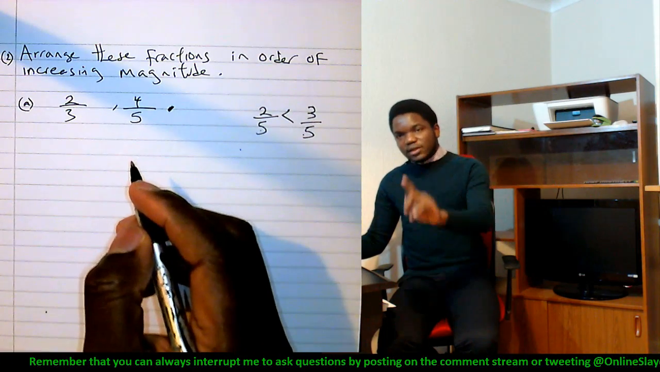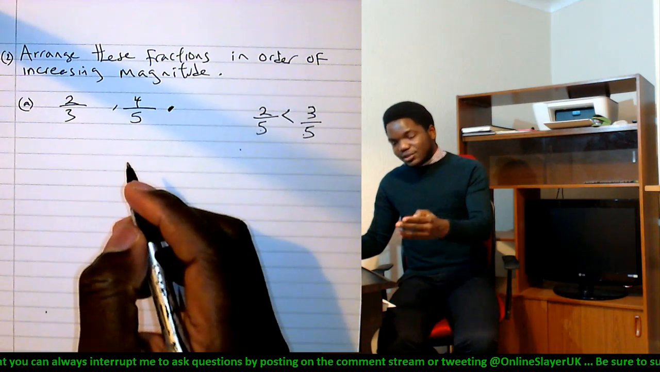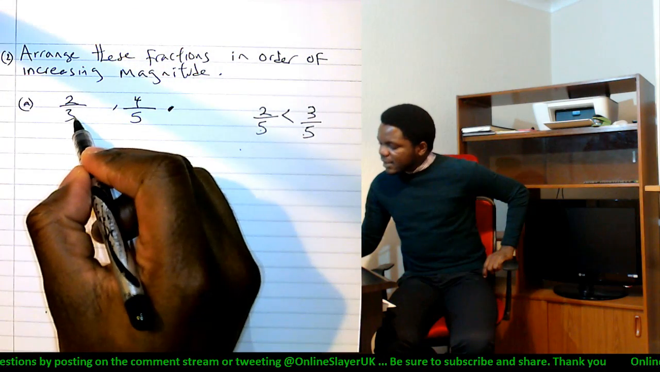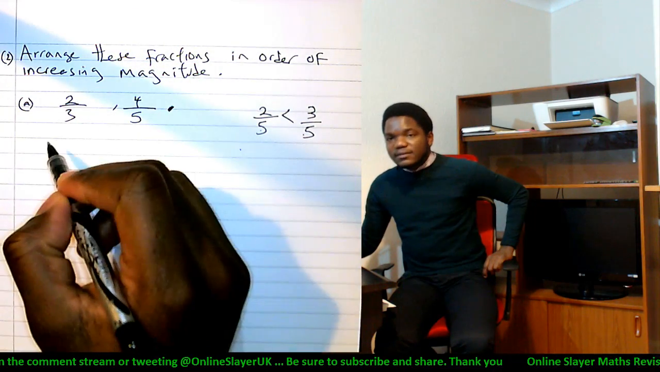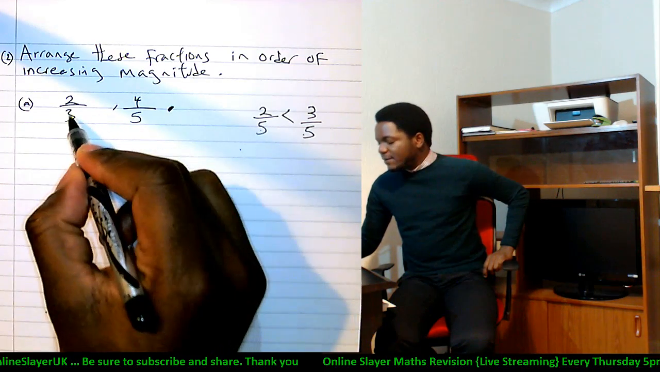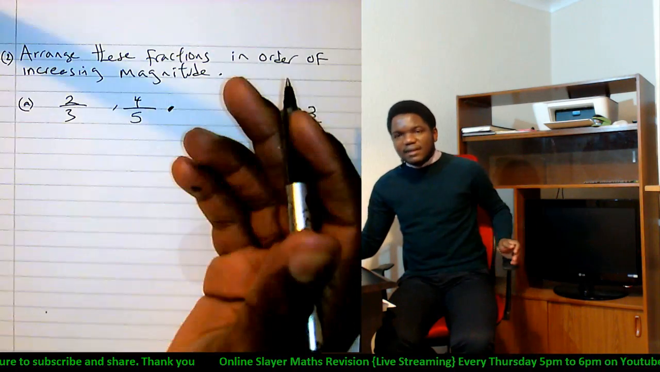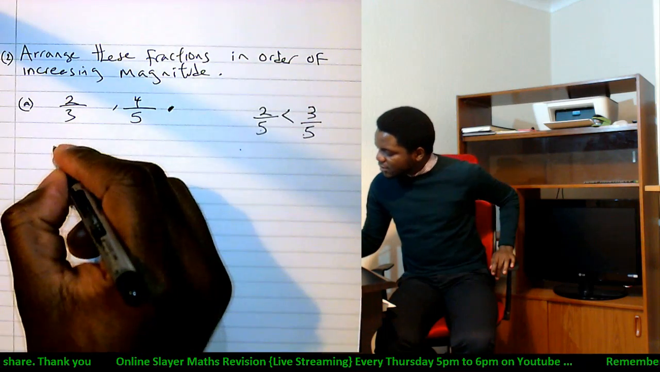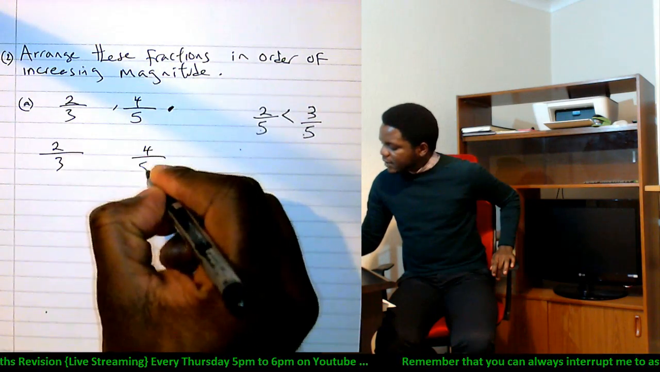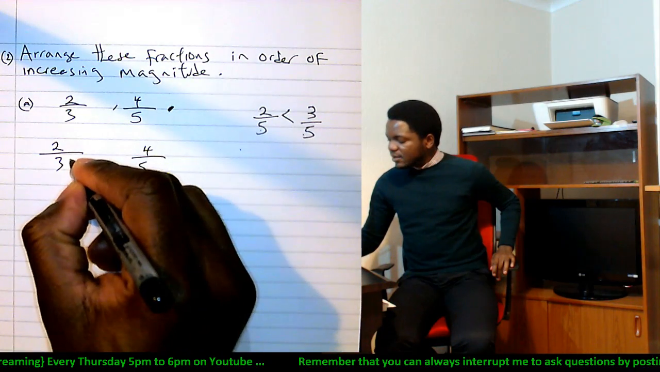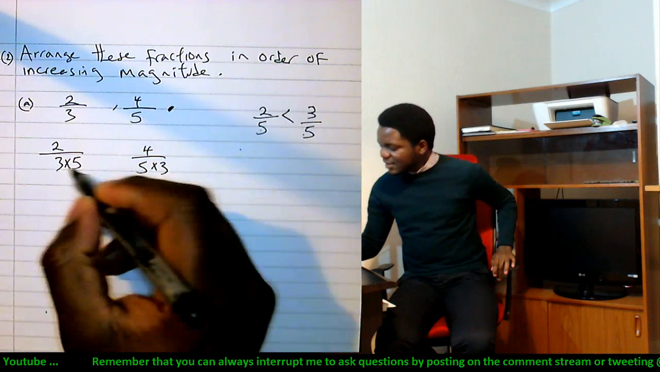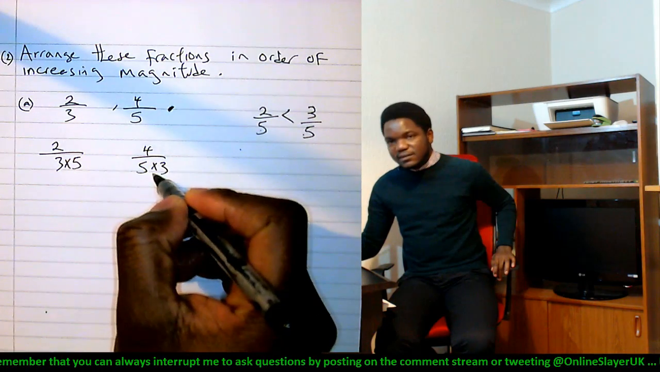A very straightforward thing to do, which is natural, is how about if I multiply this 3 by 5 and I multiply 5 by 3? So I have 15 and I have 15. That gives them the same surface. So how about if I do something like this? 2 over 3, 4 over 5. And I say 3 times 5, 5 times 3. That gives this 15 and that gives this 15.